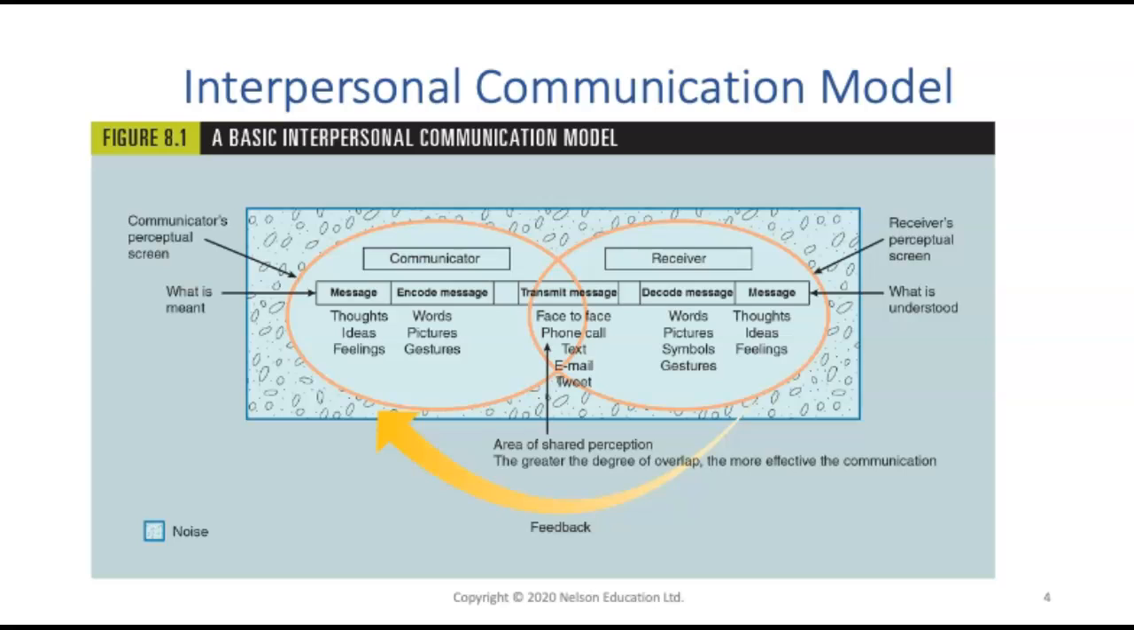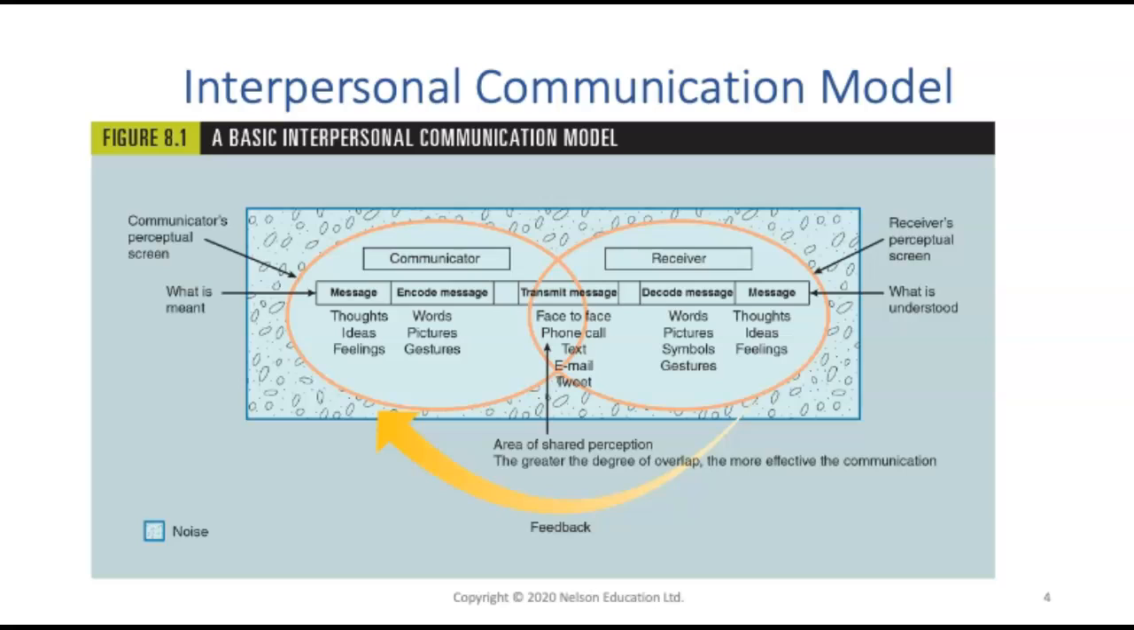Then we get to the transmit message, and this is the magical part of the model, right? This is what is being used to transmit the message. Is it face-to-face, we're sitting down for a coffee? Is it over the phone? Do I zip you a text message? Is it an email, a tweet, a Snapchat? What is it in which I am transmitting the message?